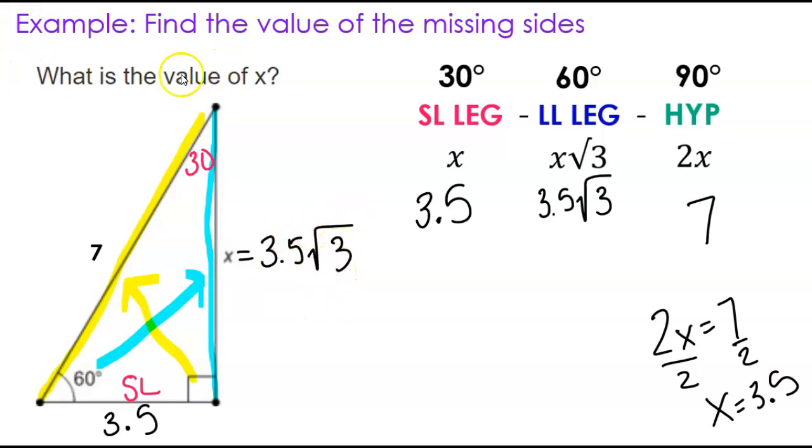Now be careful, because it did ask for the value of x. For this example, that is the length of this side. The x for that side is different from the x that's in our ratio.